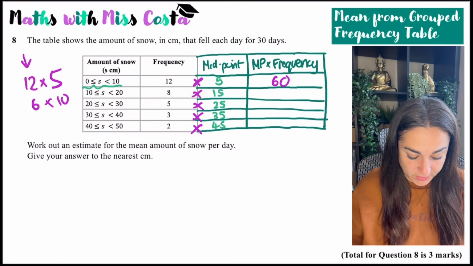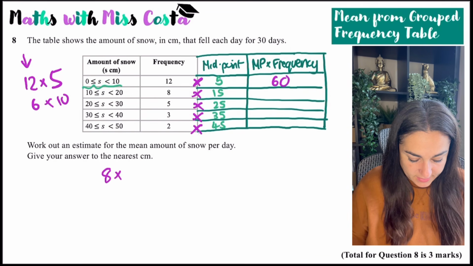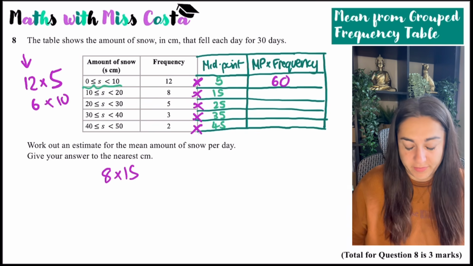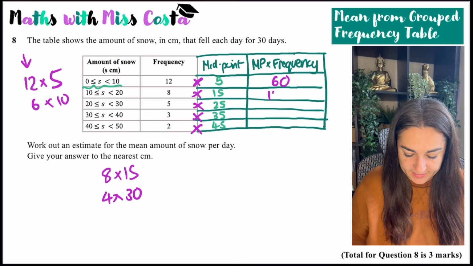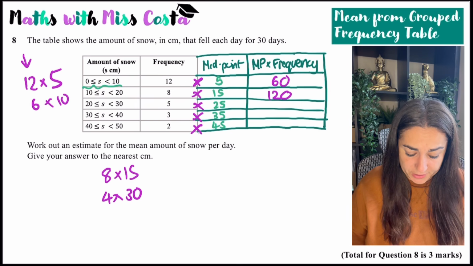And then we'd do 8 times 15. Once again, we could use the doubling and halving, because if I doubled this, it would become 30. Halve this, 4 times 30 is a lot easier to do than 8 times 15 in your head.